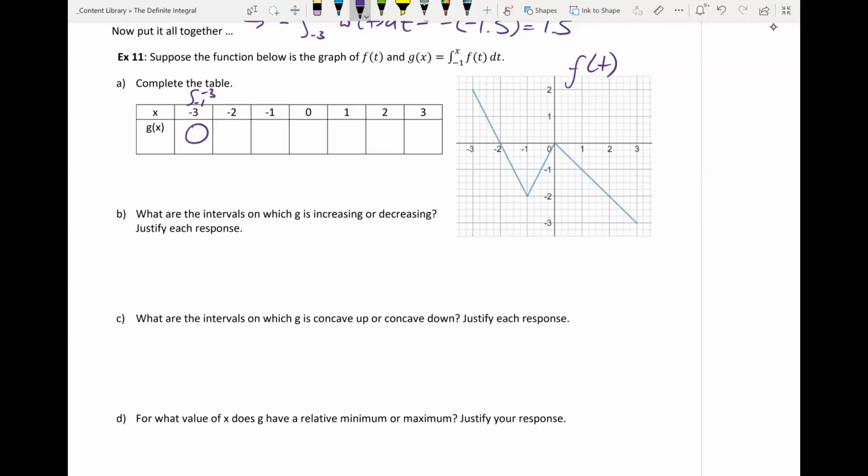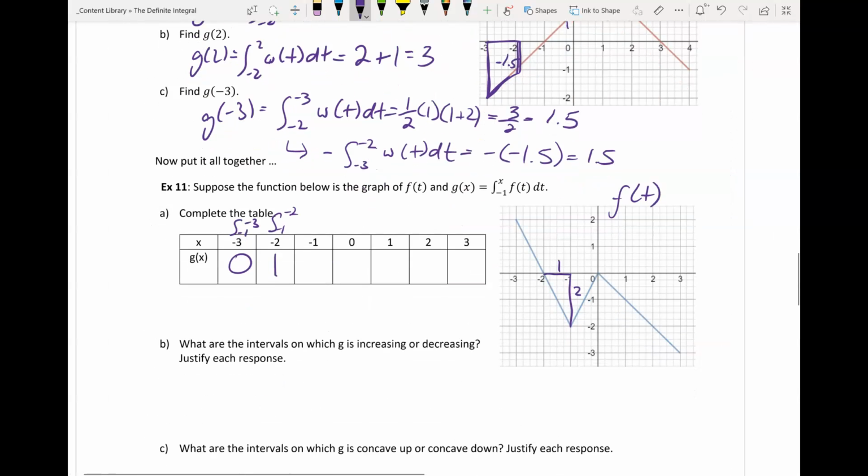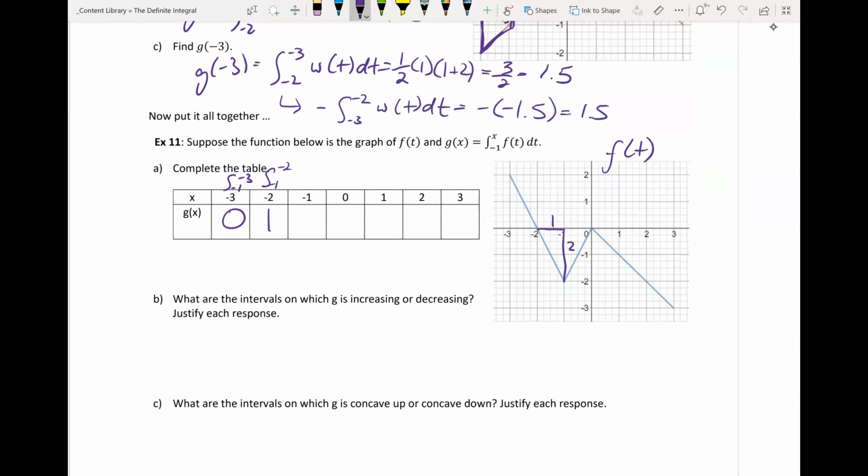For the next one, negative 1 to negative 2. So that is this triangle right here. That's 2 times 1 divided by 2, which is 1. And it will be positive because our original value will be negative because it's below the x-axis, but our bounds are also backwards. So that negative times that negative is going to give you a positive 1.